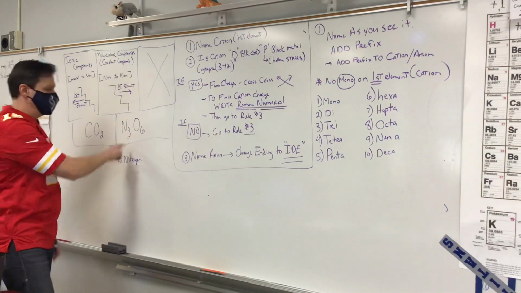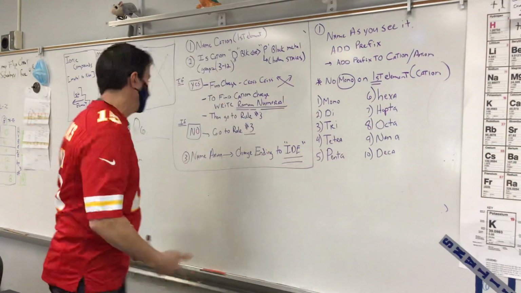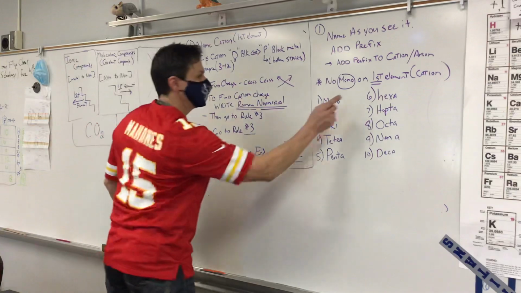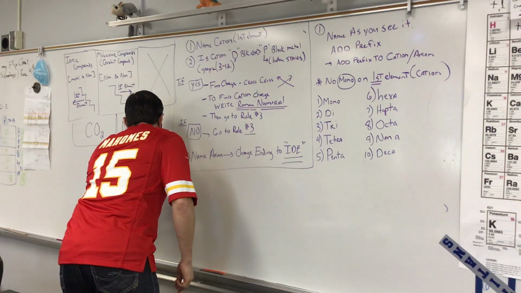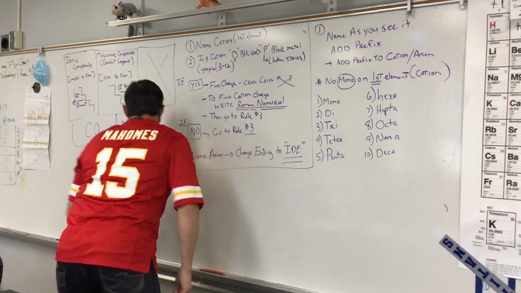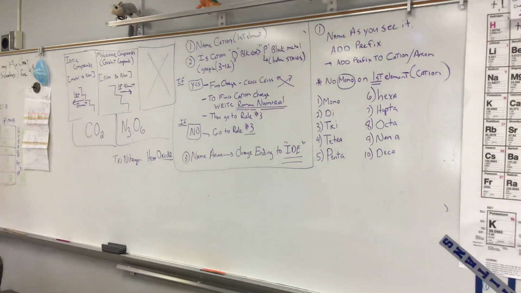Name the anion with the prefix. O is oxygen, goes to oxide. What's the prefix for 6? Hexa. Hexa-oxide. We still do the ide. That was easy. See how that is? I just named it as I saw it. Those are so easy. So that's tri-nitrogen hexa-oxide. No new rules, no crisscrossing, no Roman numerals, nothing.